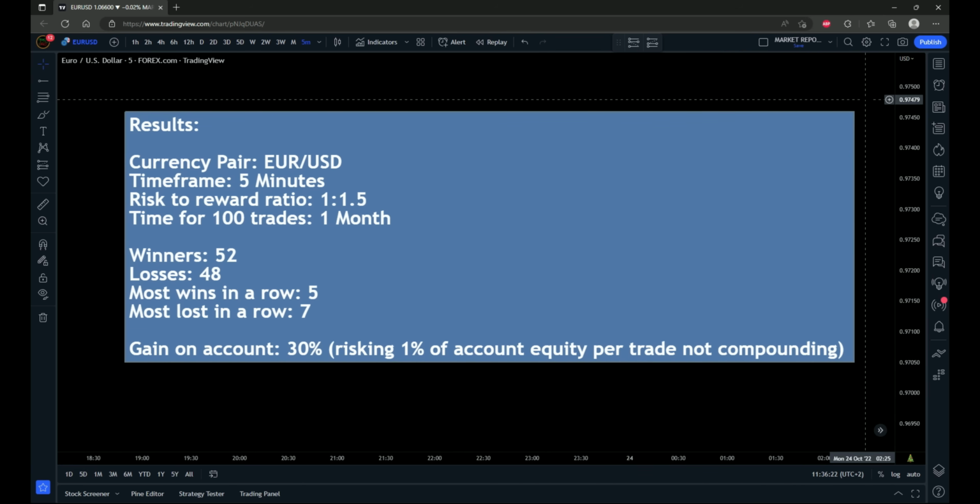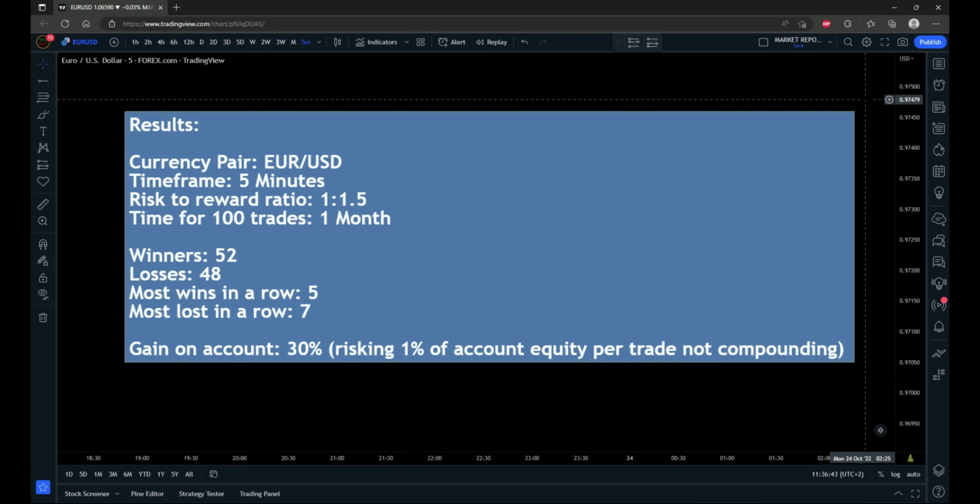The most wins in a row was 5 and the most lost in a row was 7. The gain on the account figure ended up being 30% if you're risking 1% of account equity per trade and not compounding the gains. So this one actually did quite well. For a 1 to 1.5 risk to reward ratio, a 52% win rate is decent and quite good.